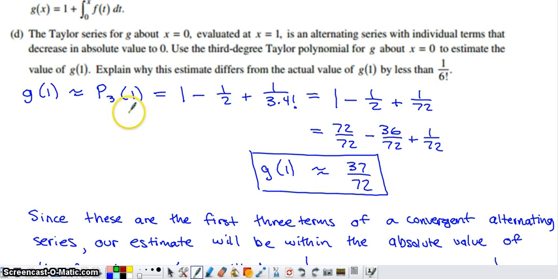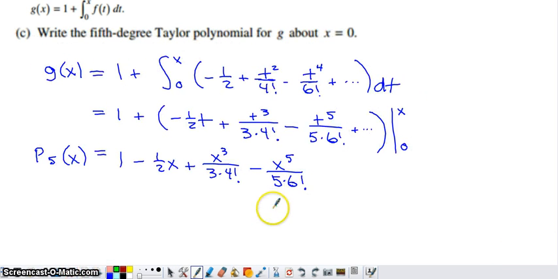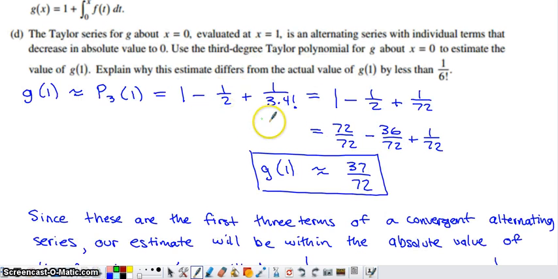So that's going to be, if we go back to part C, the first 3 terms, right? We don't want the 5th degree polynomial, we just want these first 3 pieces here. So we're going to take those first 3 pieces and we're going to evaluate at 1, which leaves us with this. So if you do a little bit of common denominator work, you get an approximation for g of 1 of 3770 seconds. It says, explain why this estimate differs from the actual value of g of 1 by less than 1 over 6 factorial.